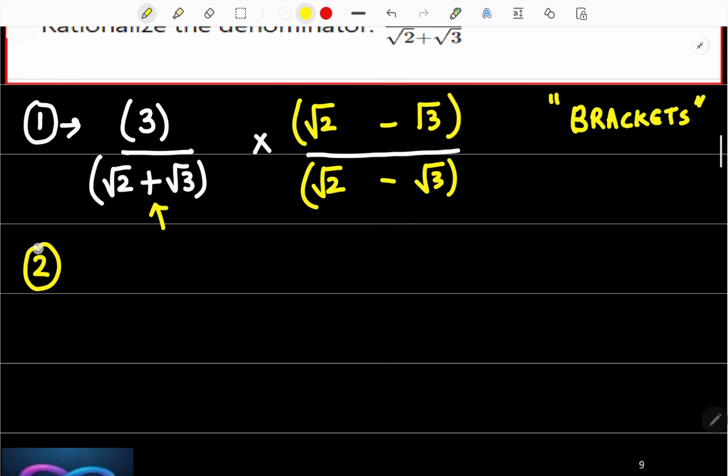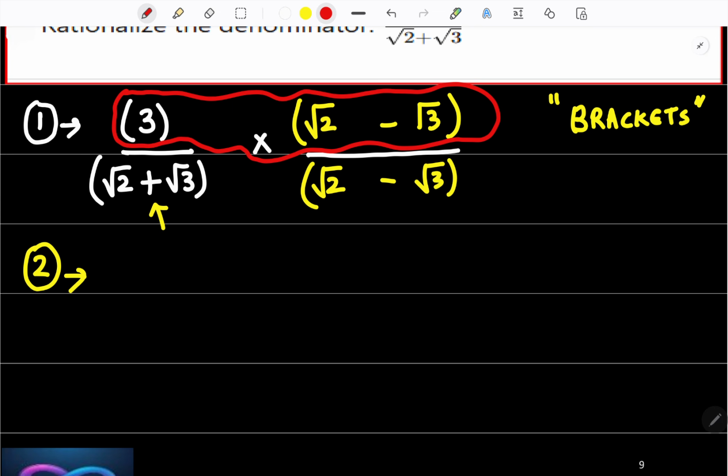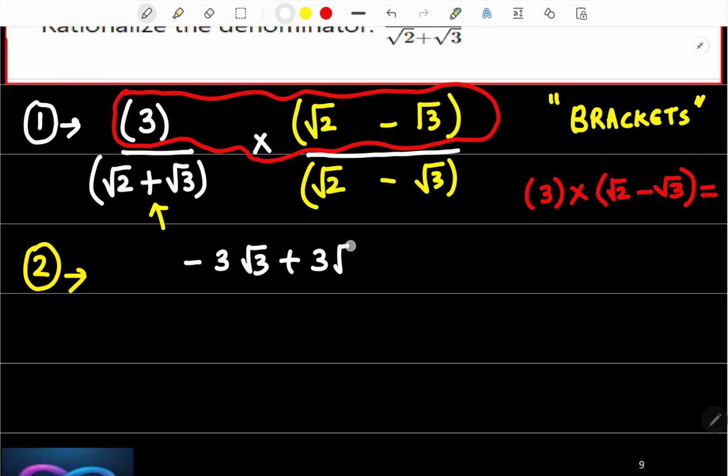Now step number 2. What is step number 2? I told you, you have to put the numerator part in the calculator. Only the numerator part. What is that? You take the calculator, open the bracket, 3, close the bracket, put the multiply symbol, open the bracket, square root of 2 minus square root of 3, close the bracket, and then press equal. If you press equal, you will get minus 3 times square root of 3 plus 3 times square root of 2 divided by, right.